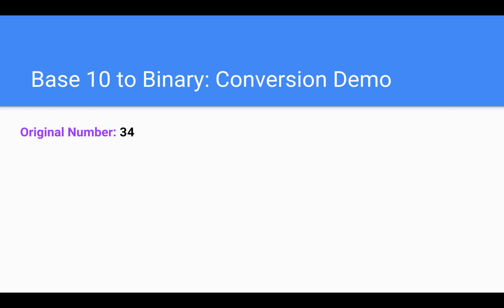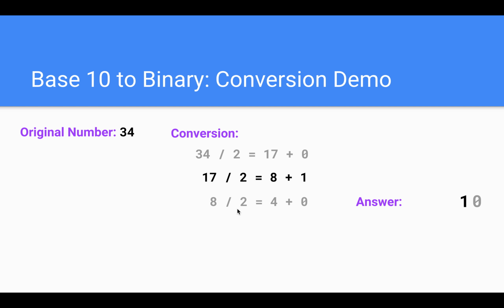So here's an example. We're going to start with 34. 34 divided by 2 is 17 plus 0, so that'll give us a 0 here. And then 17 divided by 2 is 8 plus 1, so the next number on the left is a 1. 8 divided by 2 is 4 plus 0, so we're going to get a 0 for the next digit.